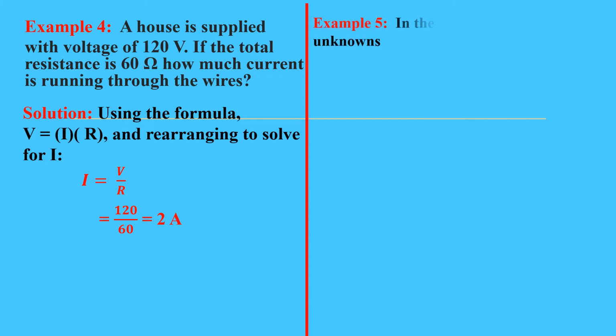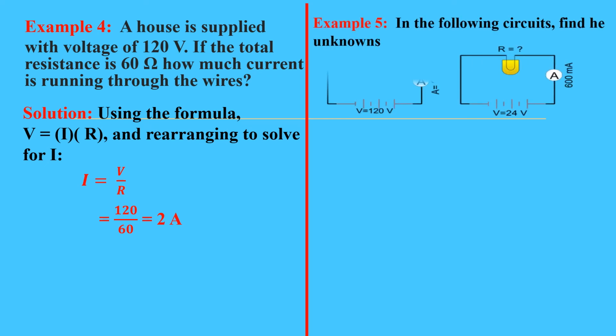Example number 5. In the following circuits, find the unknowns. In the first circuit, we are given the resistance of 100 ohms, the voltage is 120 volts, and we are required to find the ammeter reading in milliamperes. In the second circuit, we do not know the value of the resistance. We are given the voltage of 24 volts and the ammeter reading is 600 milliamperes.